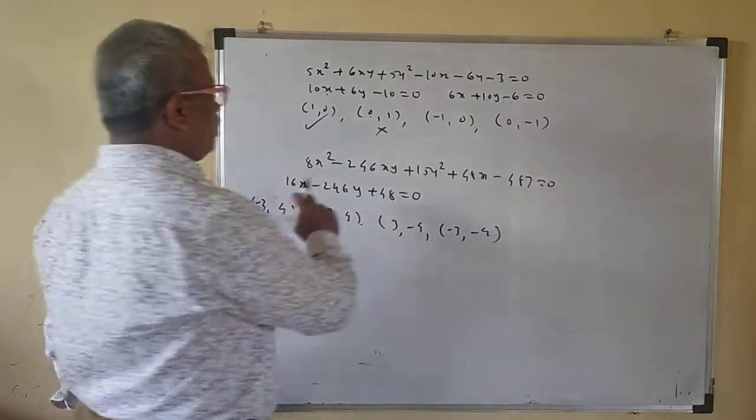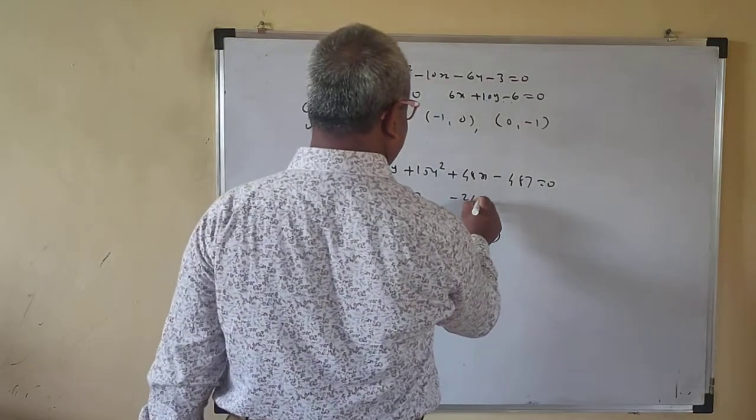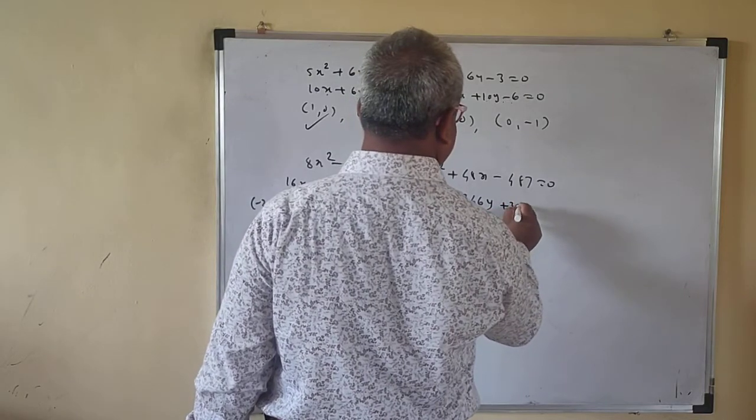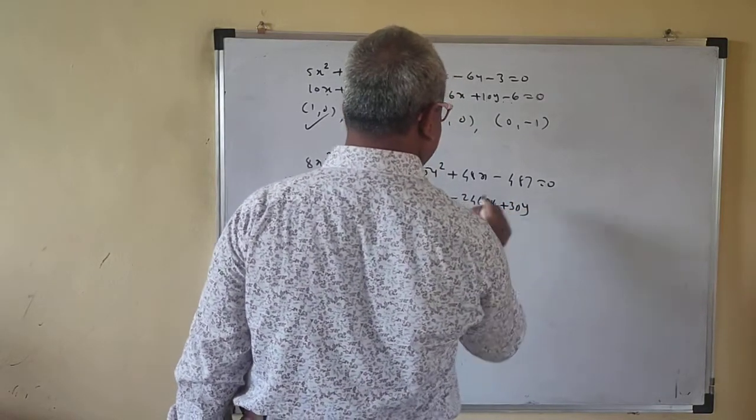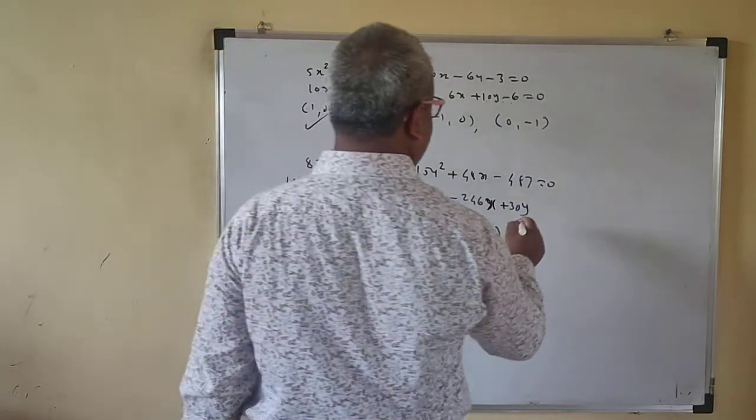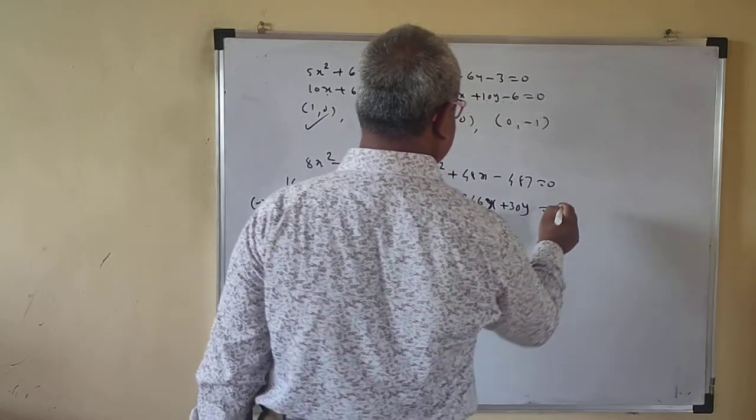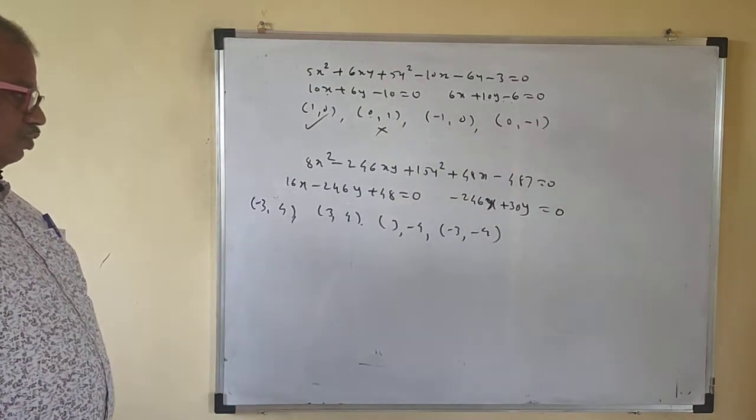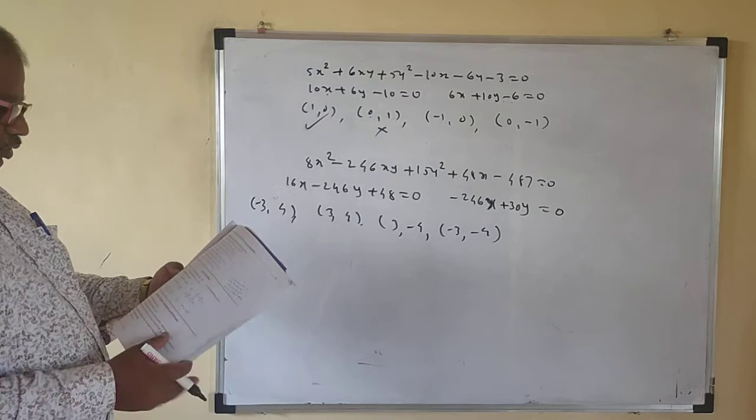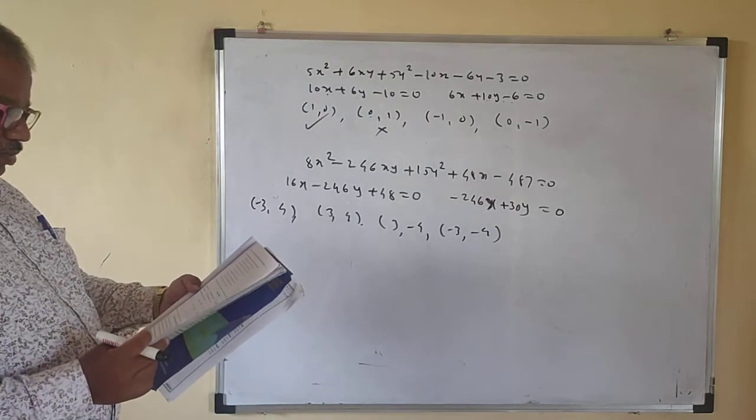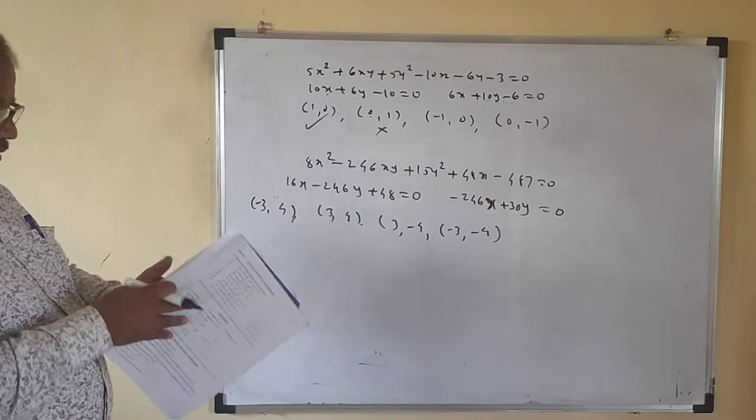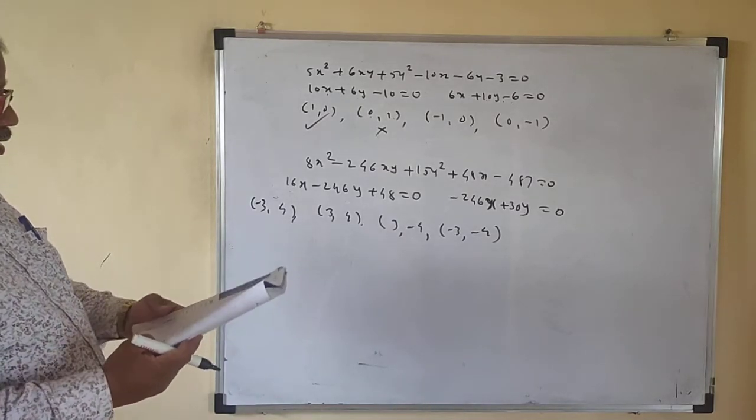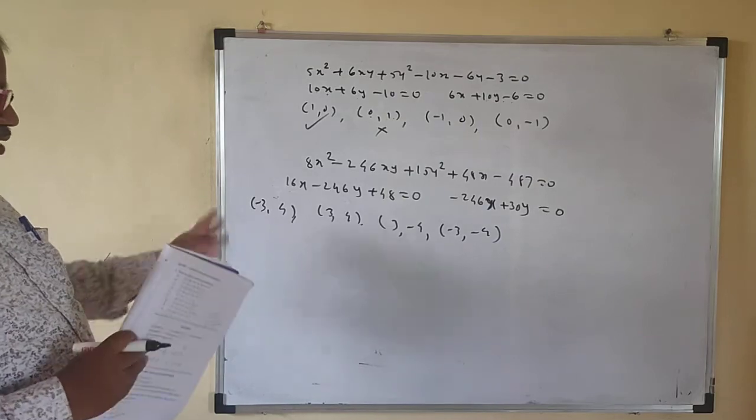Now we will differentiate with respect to y. So minus 246x plus 30y is equal to 0. So you check that something is wrong here. Something is wrong here.